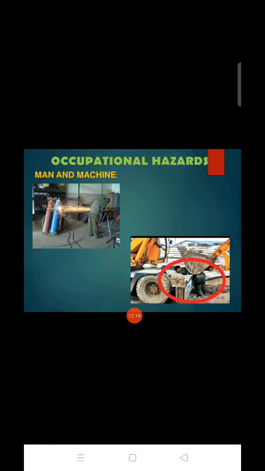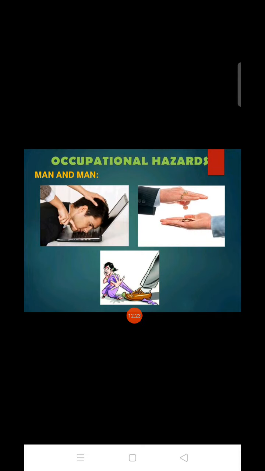In occupational hazard, there is man and machine. It will happen between man and machine. You can also see man and man. Man and man means a higher person puts pressure on the person working under them, and that causes man-to-man pressure.